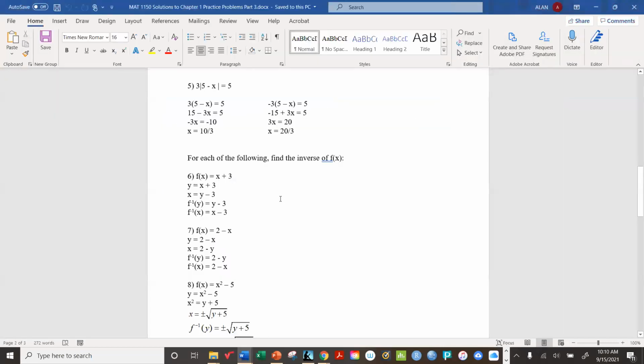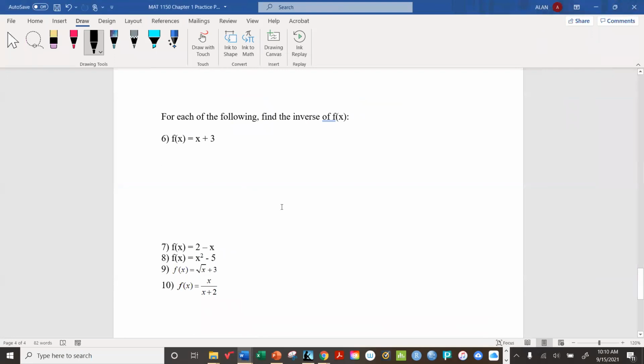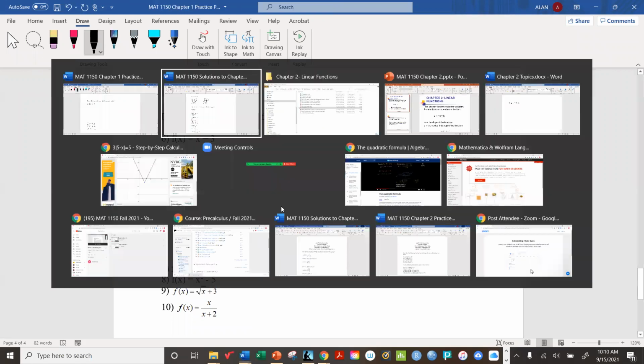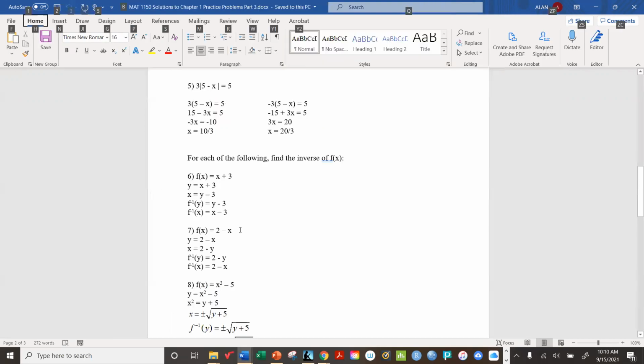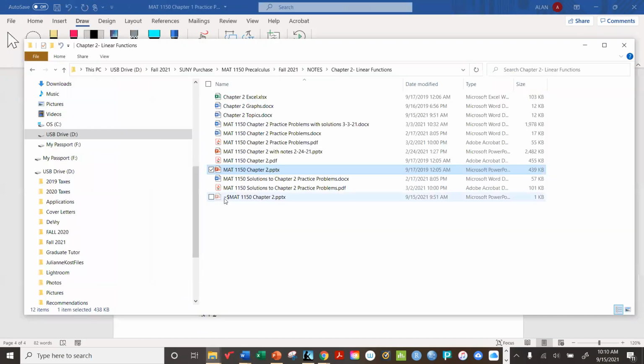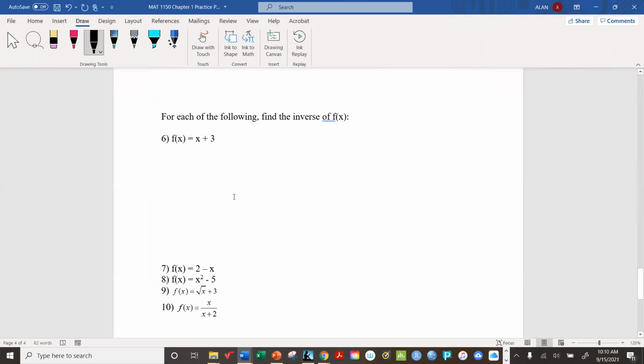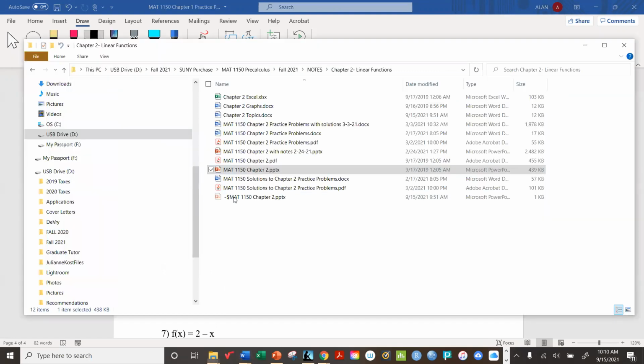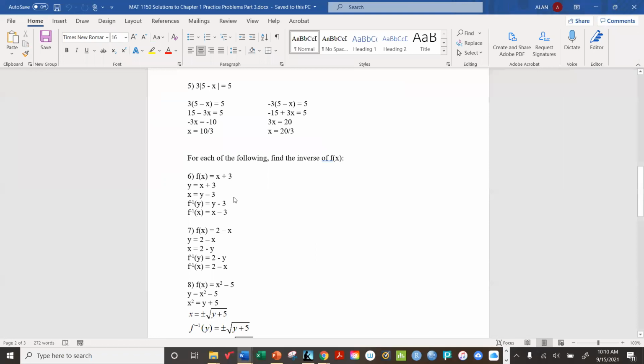All right, so we have one more problem. Wait a minute, where are we? Here we go. So basically, there's different ways you could do this, but I think the quickest way is a technique I saw in another book. What you might want to think about doing to come up with an inverse is, first of all, write this as y equals x plus 3. And so now what you're basically going to do is swap the x's and the y's.